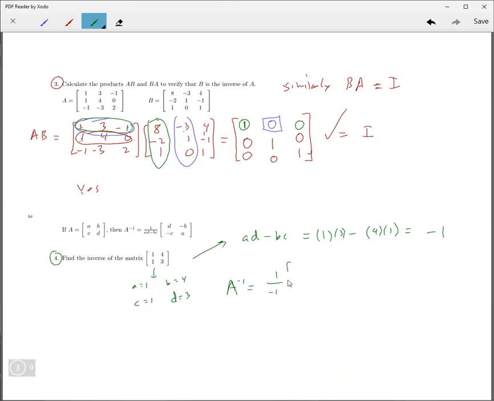So, okay, now I'll put the entries in. So the D is 3, and then the A is 1. So 3 and 1 go there, and then this becomes negative 4, and this becomes negative 1. But then this is negative 1 right here. So you distribute that negative 1 in, and you're going to get negative 3, 4, 1, and negative 1.